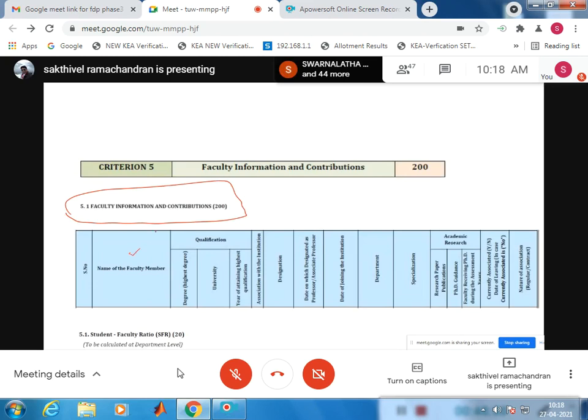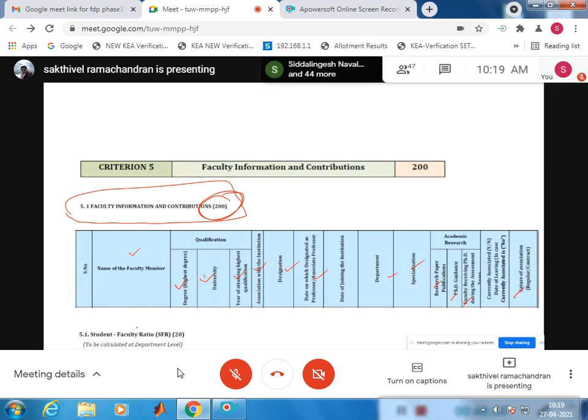It starts from the faculty name. In fact, this can be prepared by the institution according to their need, like degree, highest degree. So starting from PhD or postgraduate degree, the corresponding universities, year of qualification, association with that institution, what is the designation, date of joining, department, specialization, research papers, how much, PhD guidance, how much has been given, faculty receiving PhD in that particular year, then the nature of association, all this contributes, right? So faculty information and contribution is of 200 marks total.